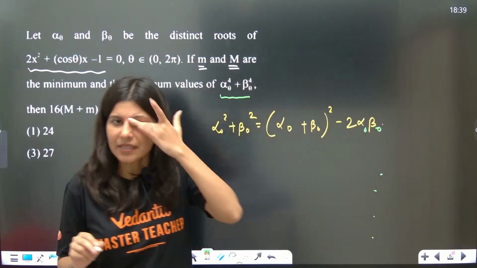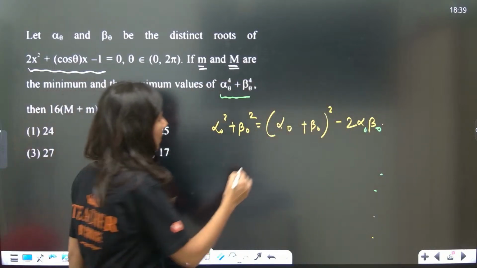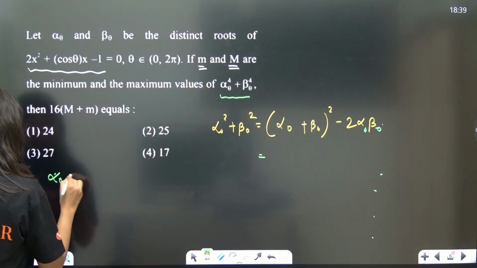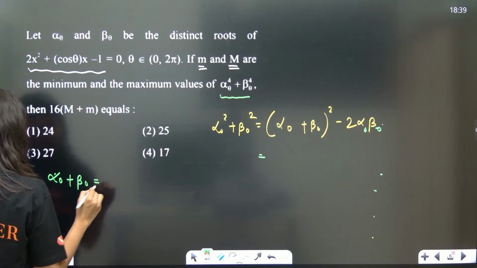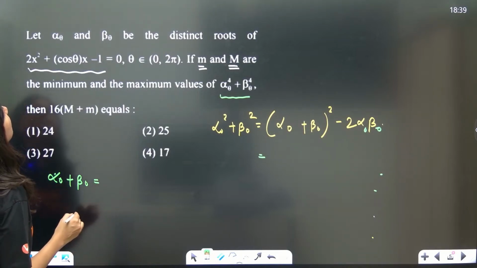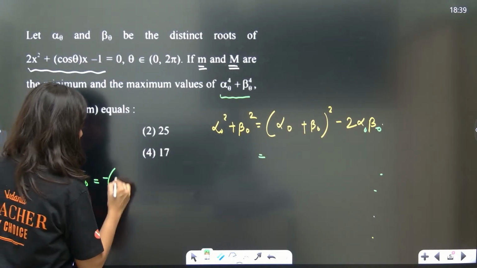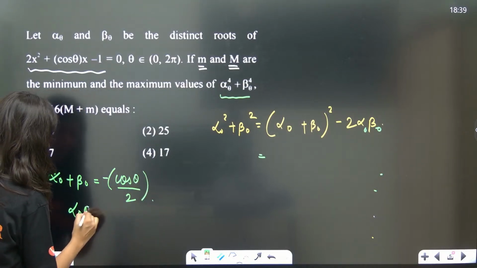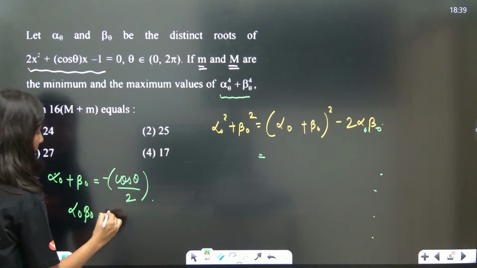Okay, now plug in the value for alpha naught square plus beta naught square. Sum of roots from here: can anybody tell me alpha naught plus beta naught? That is cos theta, minus b by a. Alpha naught beta naught is equal to minus 1 by 2.